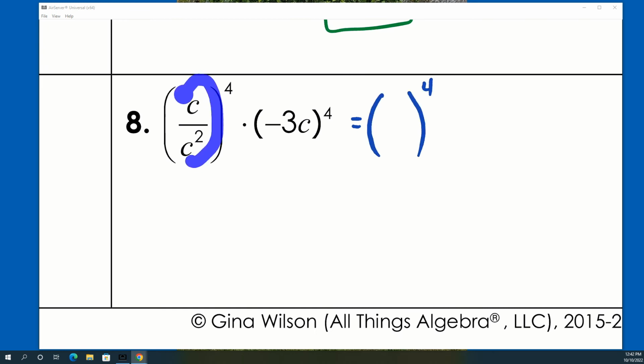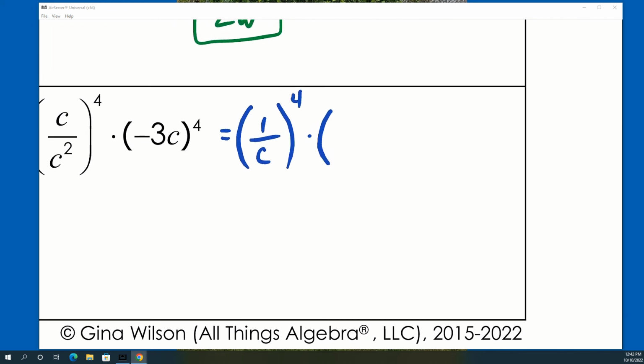All right, so we have c over c squared. So I'm going to subtract 2 minus 1, which will be 1. And then because there's more c's on the bottom, that's where the c is going to go. And then negative 3 to the 4th. If you're going to do it in the calculator, make sure you do negative 3 in parentheses, 4 on the outside. That's going to be 81. And then c to the 4th is c to the 4th.